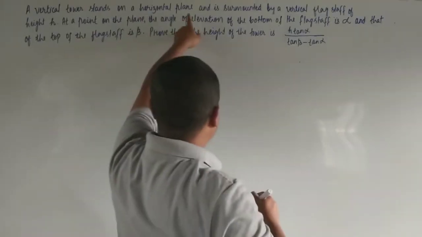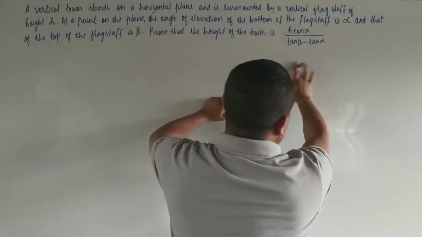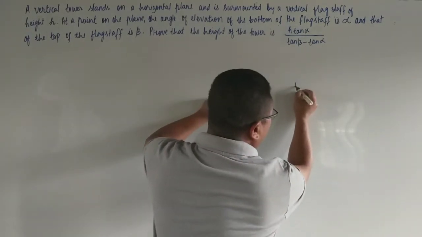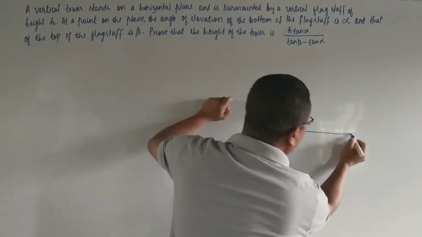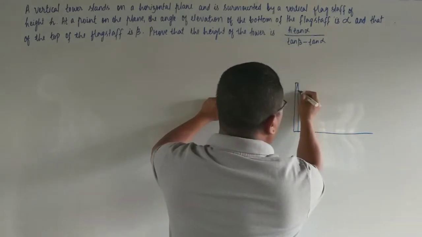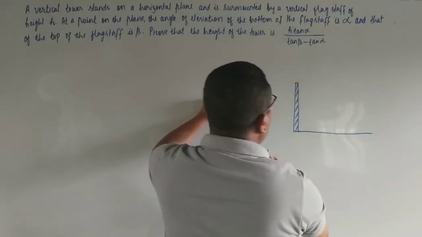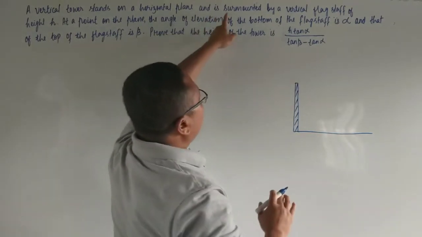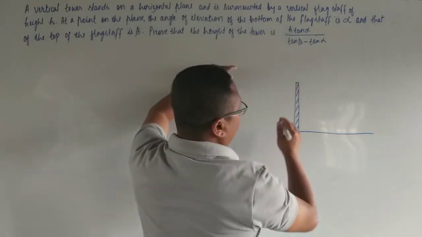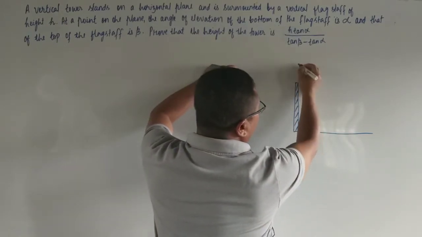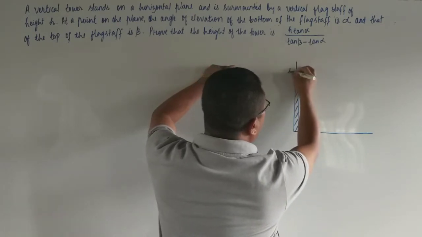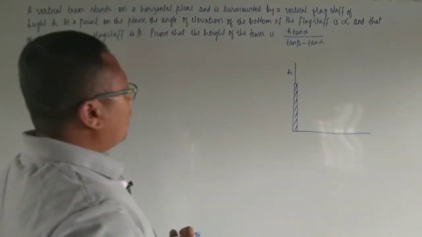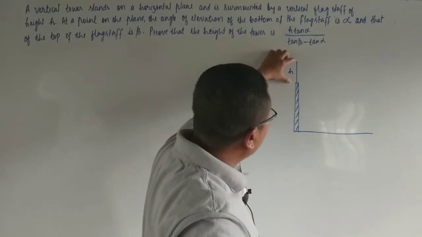A vertical tower stands on a horizontal plane. So first of all, we have a vertical tower. Let's assume that this is the vertical tower which stands on the horizontal plane, and is surmounted by a vertical flagstaff of height h. So on top of the tower there is a flagstaff of height h. So this is the tower, this is the flagstaff.